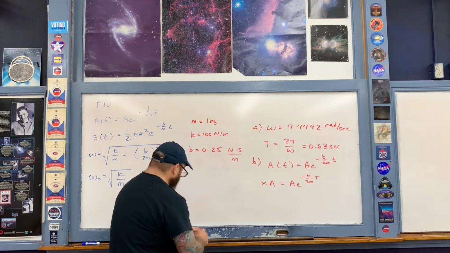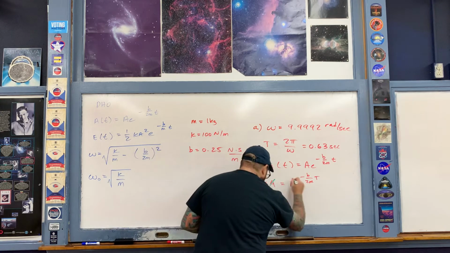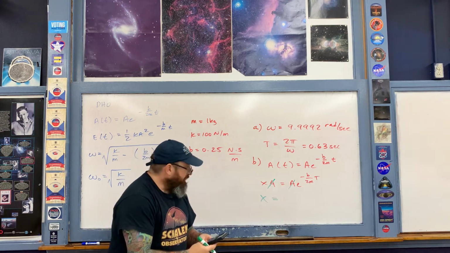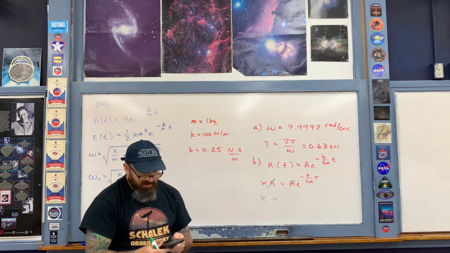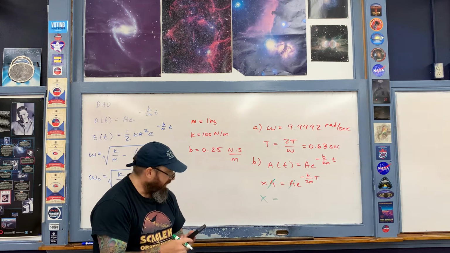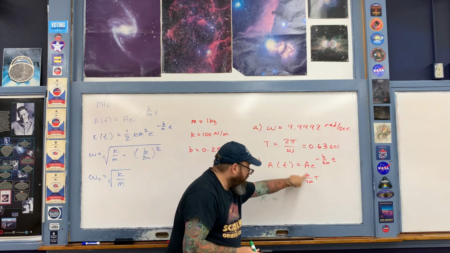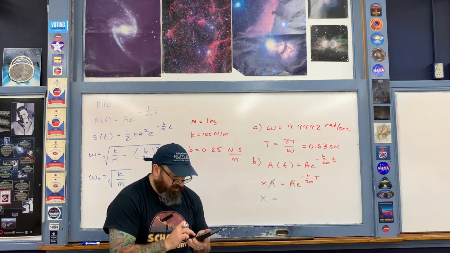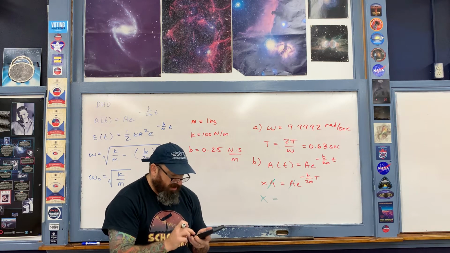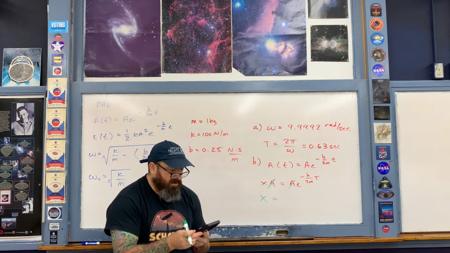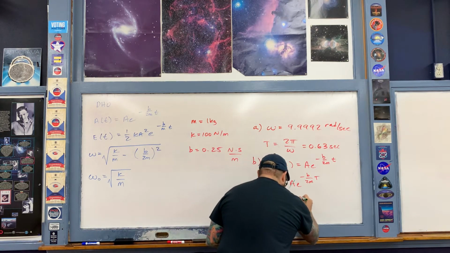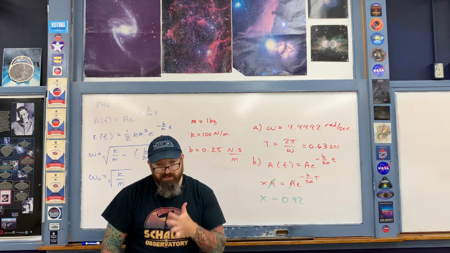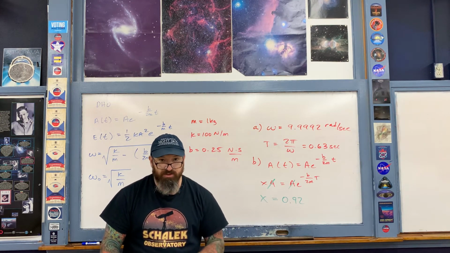So let's go ahead and just cancel out the A, like so, and then plug in all the numbers here and then see what we obtain. So I need, first of all, the number e on my calculator. That's the base of the natural logarithm. So let me go ahead and access that. And then I plug in the following. Negative 0.25 divided by 2 times 1, and then multiplied by 0.63 seconds. This comes out to be 0.92. So in other words, after one oscillation has gone by, we still have 92% of the original amplitude.